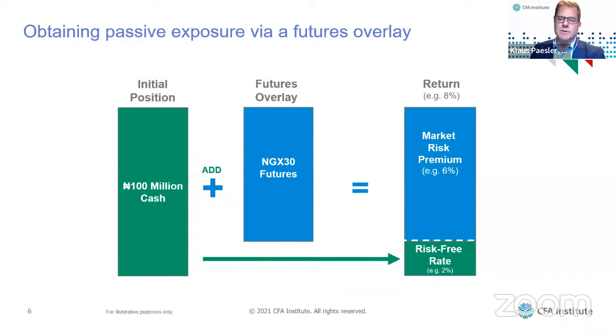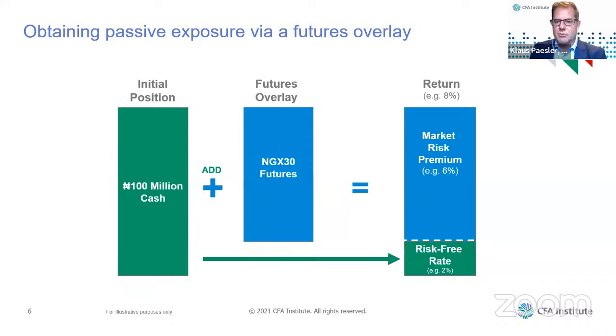Now, how do we do this via futures, and how are they linked? In essence, you're taking that 100 million Naira cash in this case, and we are putting on an overlay, a futures overlay, or buying long NGX30 futures in this case, for 100 million. Now, obviously, because you're not physically purchasing the security, what you get with the futures is that market risk premium, in this case 6%, to match the previous slide as we were discussing.